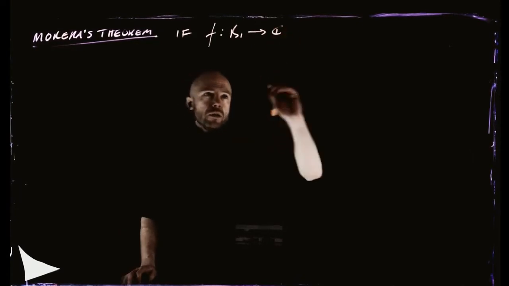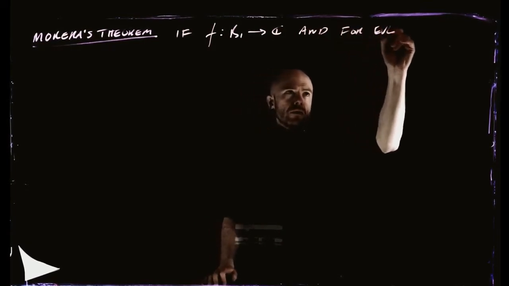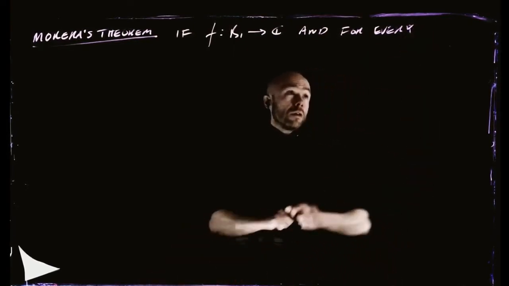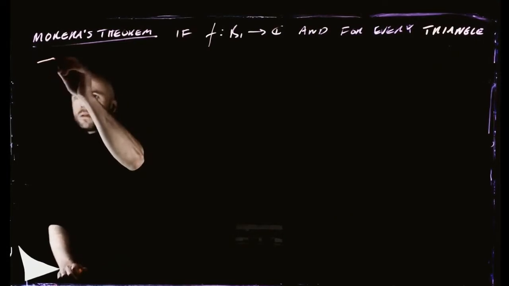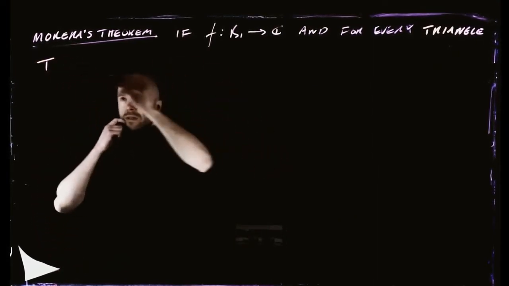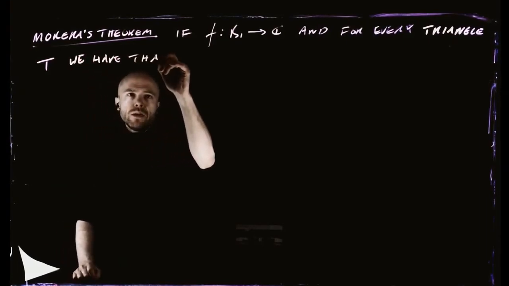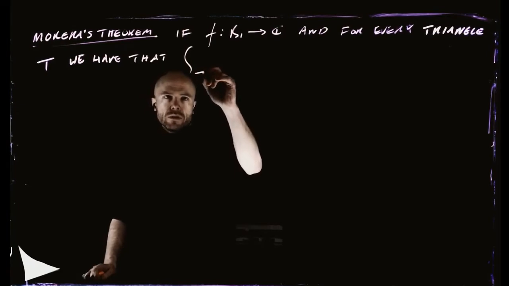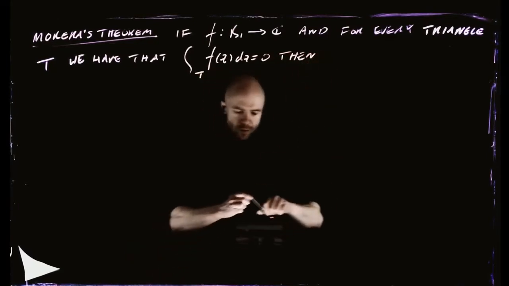If f goes from the ball into the complex numbers, and for every triangle, so triangle means the boundary of the triangle, not the solid thing, we have that the integral around the triangle equals 0, then f is holomorphic.